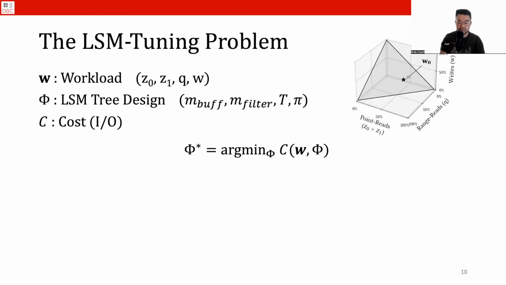So first, you've seen the slide before. I'm going to name our original problem here the nominal problem, right? So this is the exact same thing where you're finding a design phi that minimizes our cost C based off a particular workload W, right?